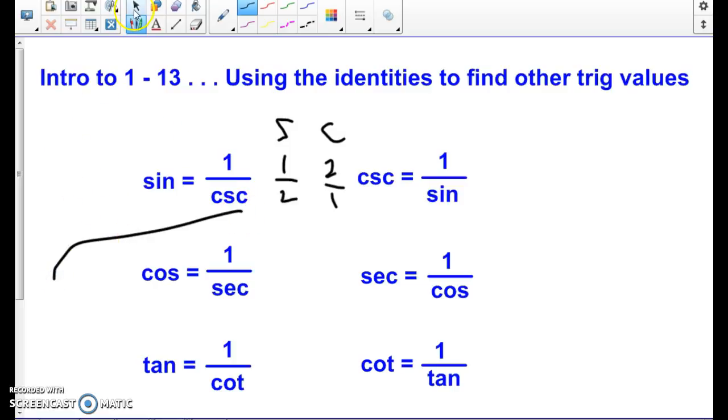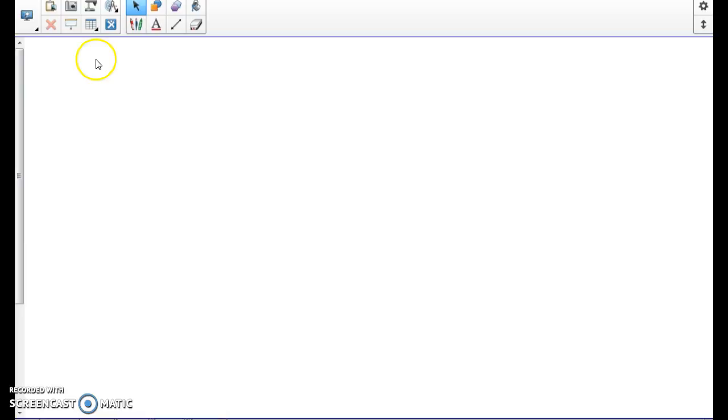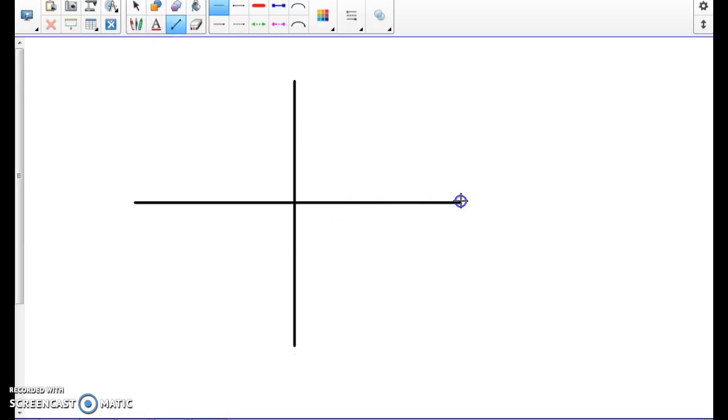Oftentimes what we're going to be asked to do is, given two trigonometric values, find all the others. So you need to make sure you know the sine, cosine, tangent, cosecant, secant, and cotangent. The first thing that I always start out with is the Ferris wheel unit circle. When I have the Ferris wheel unit circle, I have to figure out which quadrant this angle is in.